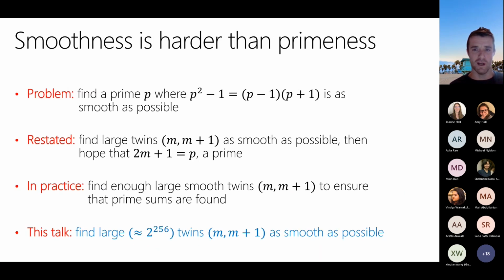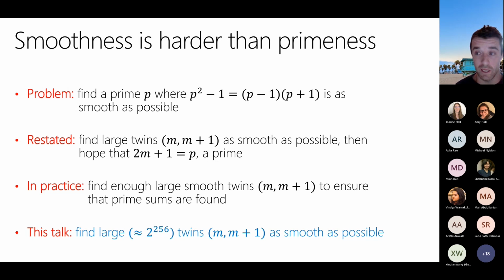So here's the one slide summary of the problem, or I guess the simplification of the problem for the rest of the talk. What we're looking for is a large prime P where the product of P minus 1 and P plus 1 is as smooth as possible, where the largest factor dividing P squared minus 1 is as small as possible.